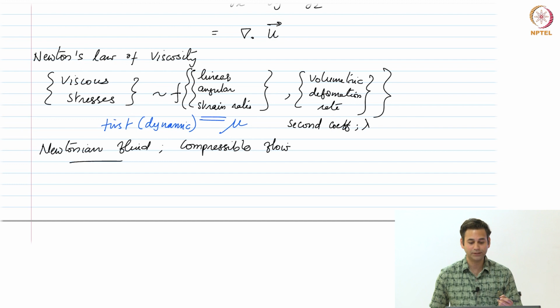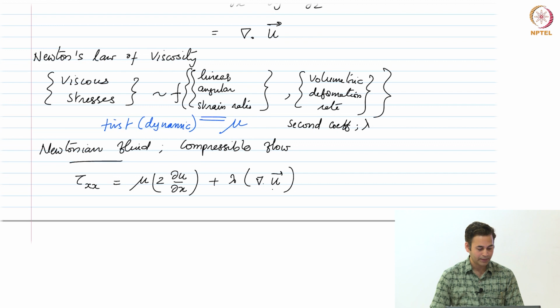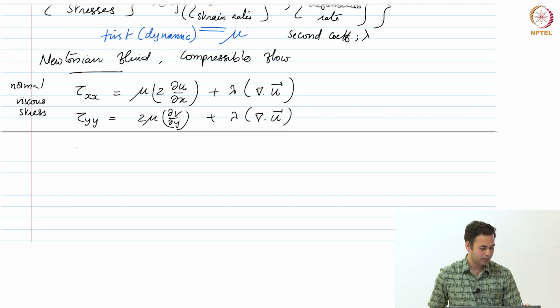Now if this is the case, we can list down the viscous stresses using Newton's law of viscosity as tau sub xx equals mu times 2 partial u partial x, which is the coefficient making the proportionality symbol go away, plus lambda times del dot u bar, okay. So that's the normal viscous stress. Similarly, we can write down tau yy as 2 mu partial v partial y plus lambda times del dot u bar, okay. And we also have tau zz as 2 mu partial w partial z plus lambda times del dot u bar.